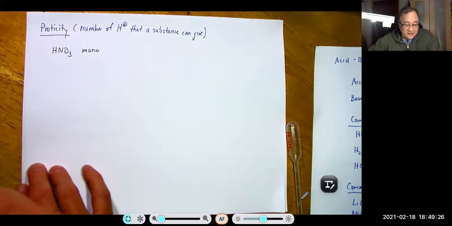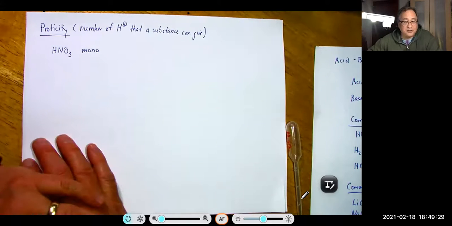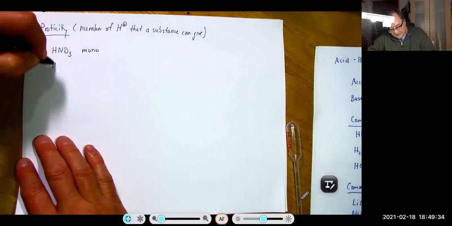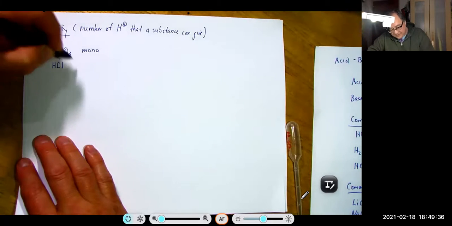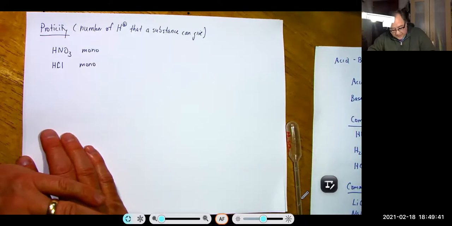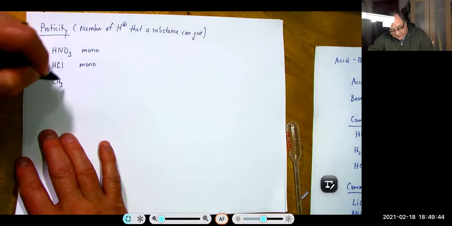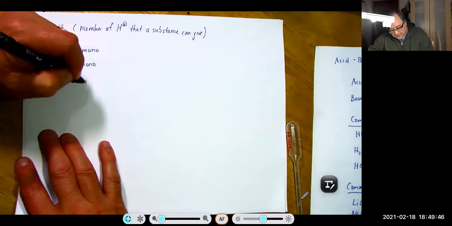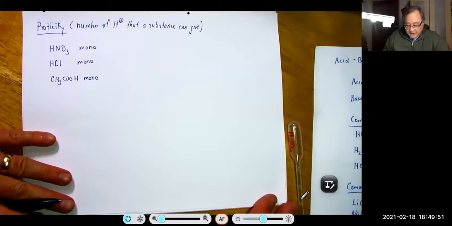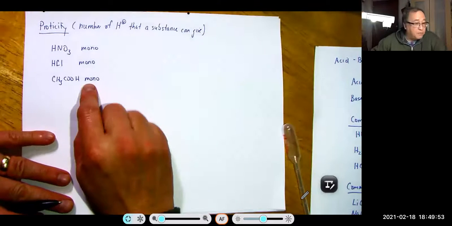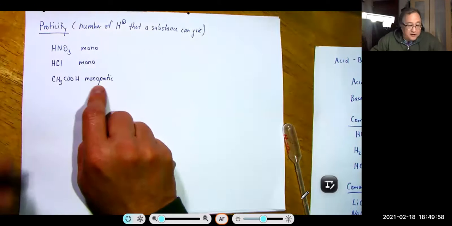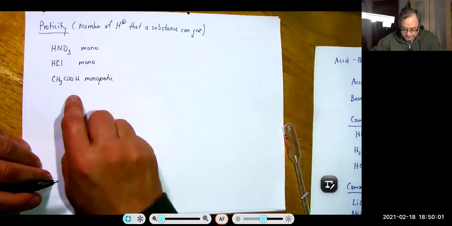This is mono, and I think it's fairly obvious why. There's only one hydrogen. Fair enough? Same for this one. Only one. This one is weird. How many hydrogens do we see? Well, I see 4, but yet this is only monoprotic. So the word we write here is protic. I just didn't write it for these others.